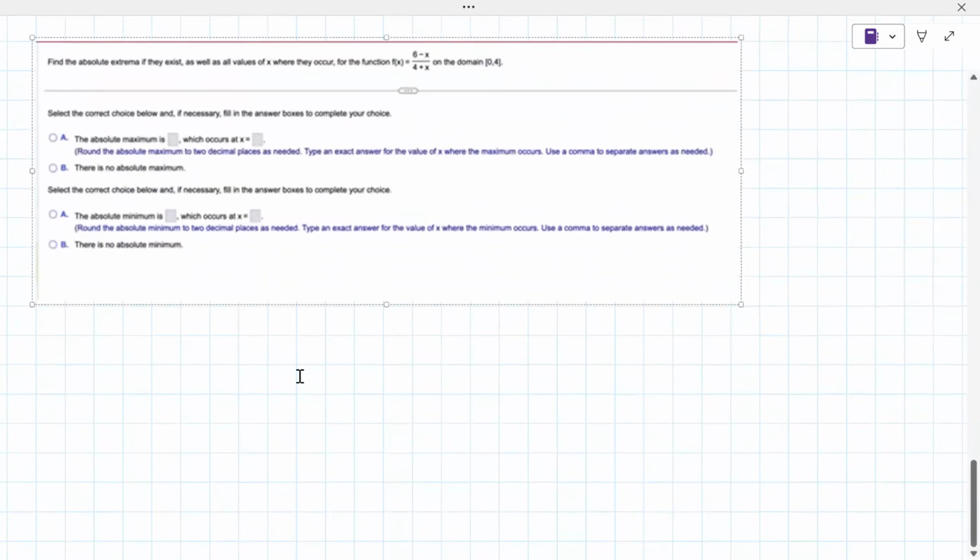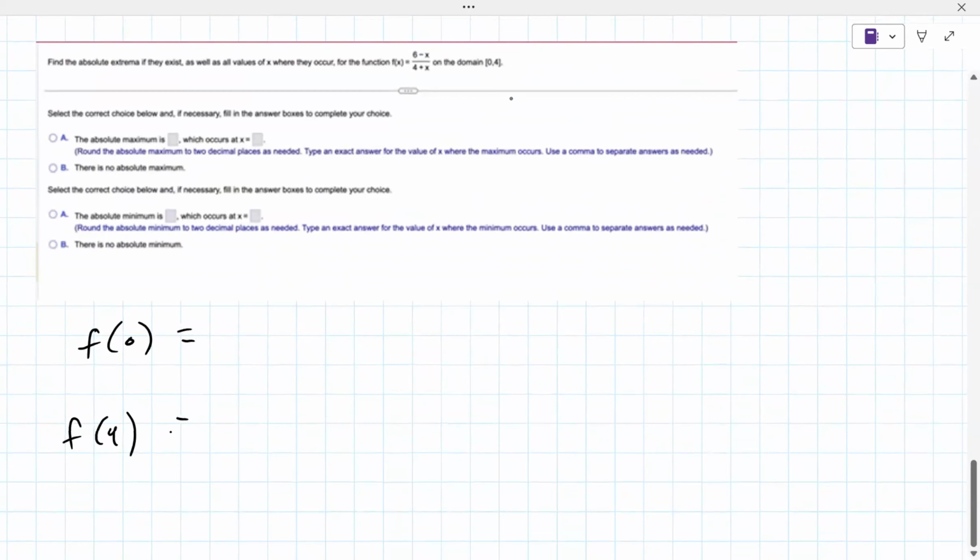All right, new question here. So again, you want to evaluate at the two endpoints, f of 0 and f of 4. Sometimes they're not too bad to do by hand. This first one becomes 6/4, which is 3/2 or 1.5. F of 4 is 2/8, which is 0.25.